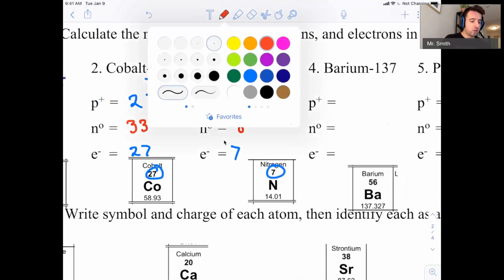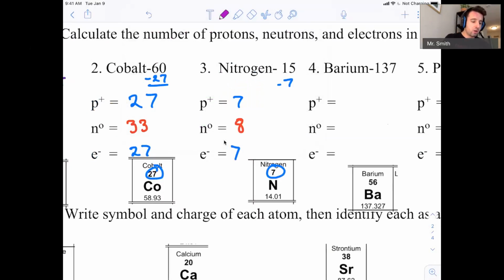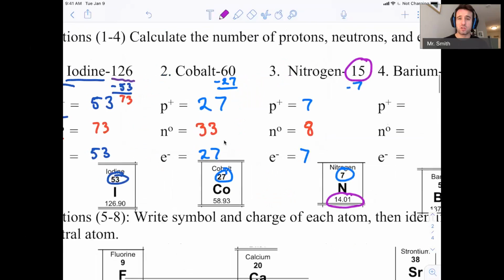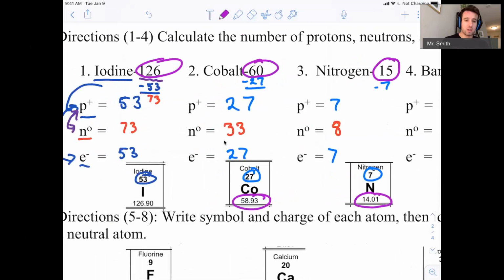Okay. Something I wanted to mention here, I don't know if I've had a chance to mention this or not. Notice how the atomic mass of nitrogen is 15, but the number down here is a decimal, like 14.01. The same thing is true for cobalt. It's 60 versus 59.93. And over here it's 126 versus 126.90. These two numbers are not equal to each other, which makes sense because they're not the same number, but they also don't mean the same thing.